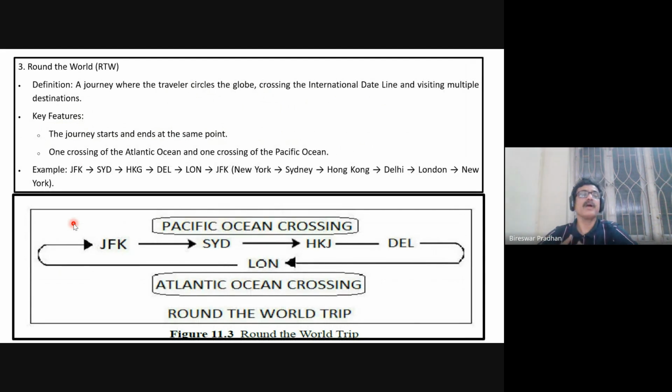Now, a round the world trip: a journey where the traveler circles the globe, crossing the international date line and visiting multiple destinations. Key feature: the journey starts and ends at the same point. One crossing of the Atlantic Ocean and one crossing of the Pacific Ocean. Now this is the pictorial form of this. It is New York, and you come back to New York. The same thing for this.